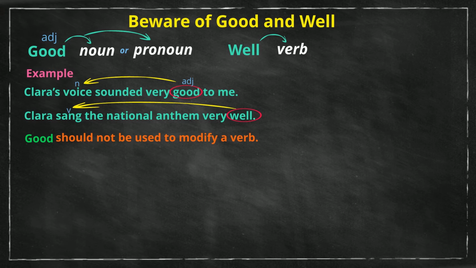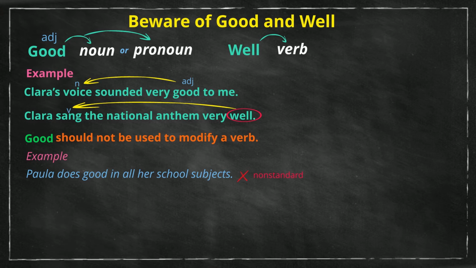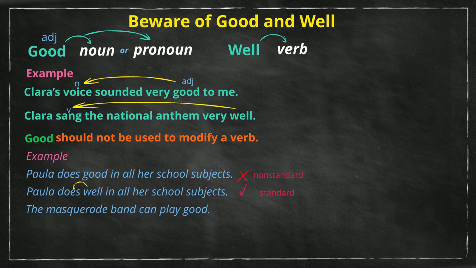Good should not be used to modify a verb, as in, Paula does good in all her school subjects. Non-standard. It should be, Paula does well in all her school subjects. Standard. Well modifies the verb does. Or, the masquerade band can play good. Non-standard. It should be, the masquerade band can play well. Standard. Well modifies the verb can play.